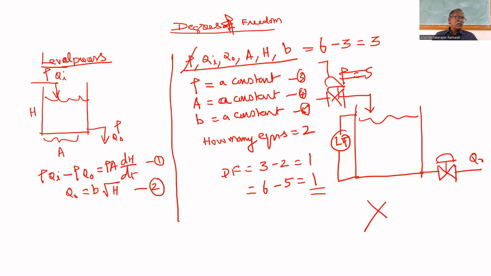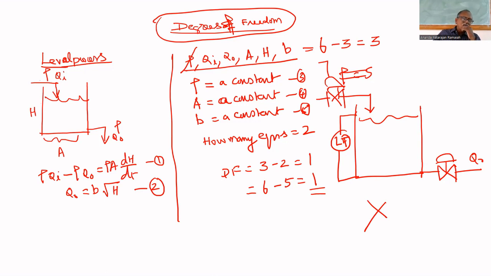That says the degrees of freedom. You can control only one variable. Either you can control outflow rate or you can control level. Only one variable alone can be controlled. That is called degrees of freedom.